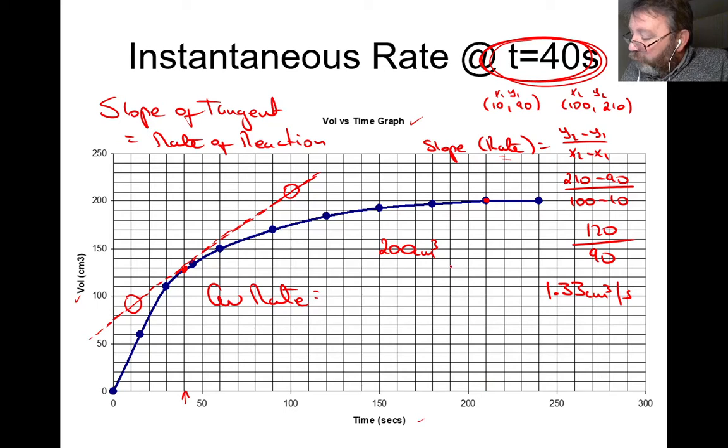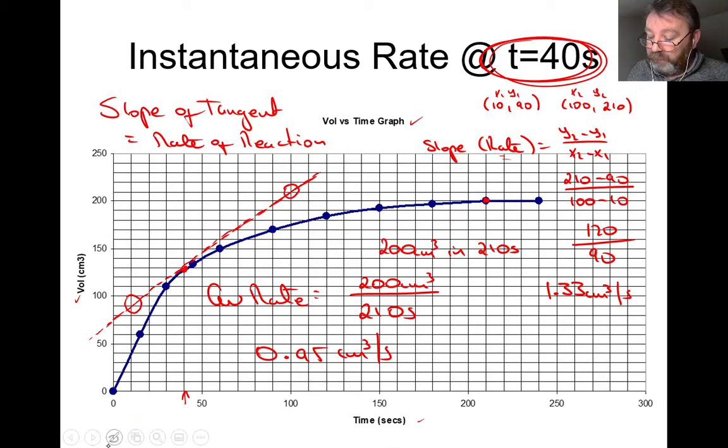Formed in 210 seconds. So my average rate is the total volume made over the time taken. And don't forget, the first part of the flat line is where the reaction finishes. So 200 divided by 210 will give me an average rate of 0.95 centimeters cubed per second. So very, very different from the instantaneous rate at that point, t equals 40.